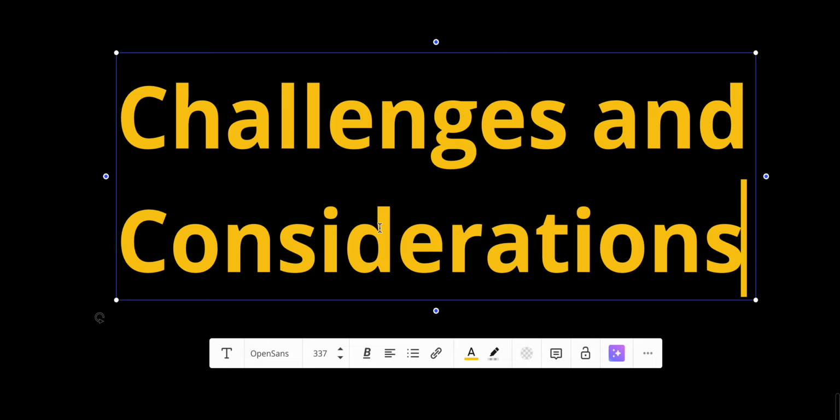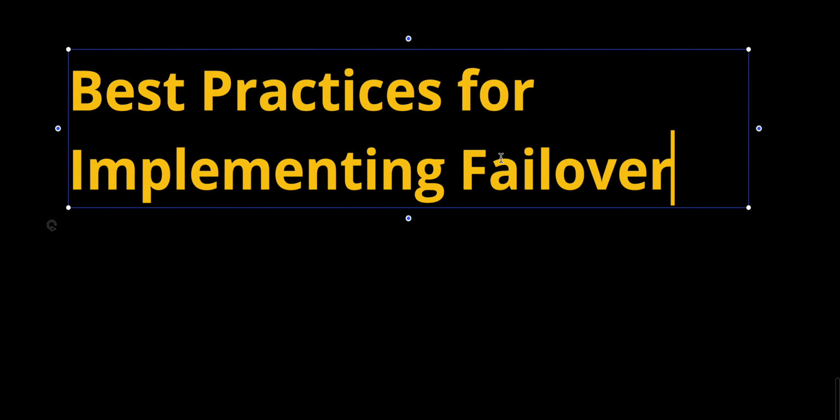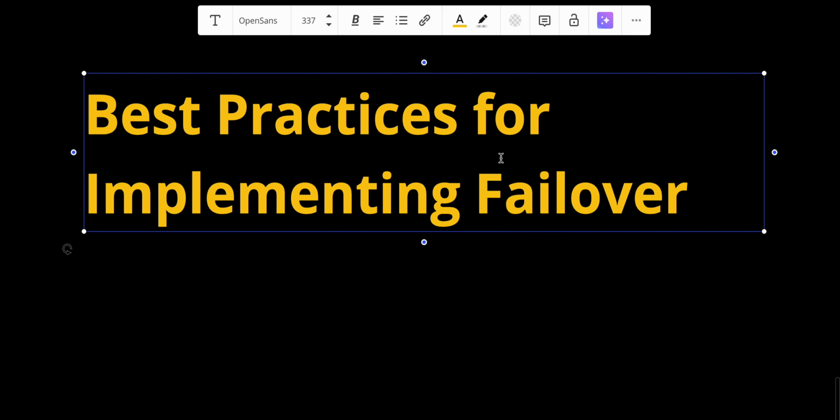There are best practices we need to follow when implementing failover mechanisms, and four things come to my mind. The first is to regularly test your failover system to ensure it works when needed. The second is to use monitoring tools to detect failure quickly. Third, implement redundancy in critical systems to avoid single points of failure. Fourth, use geographically distributed backups for disaster recovery.